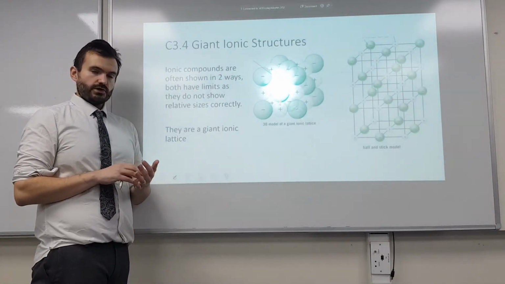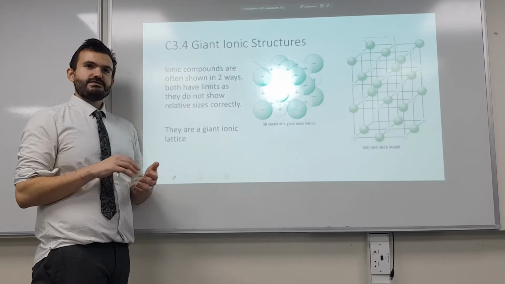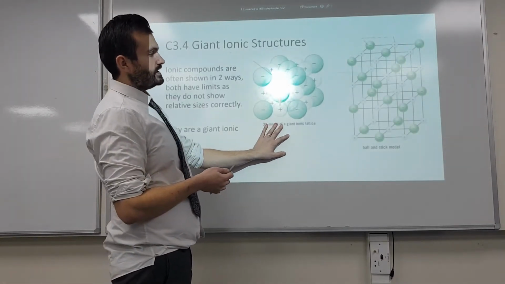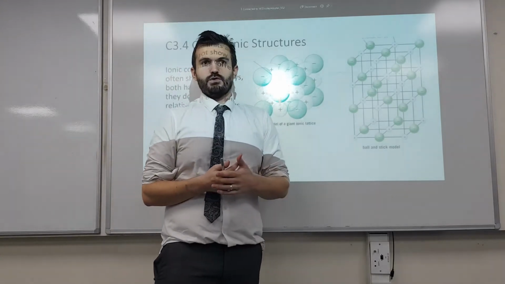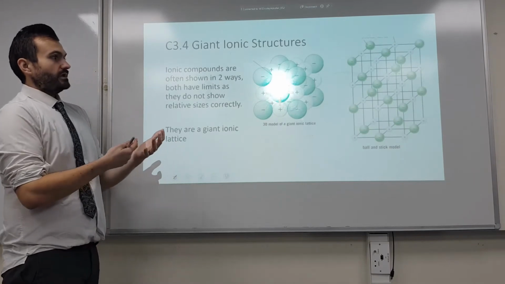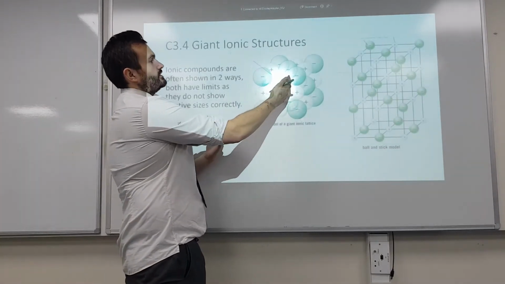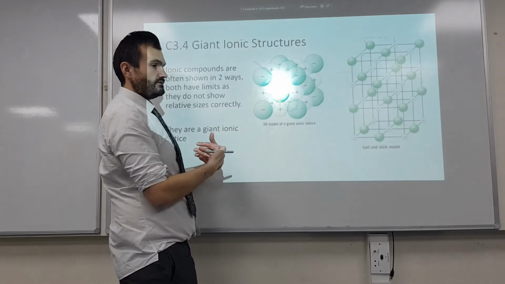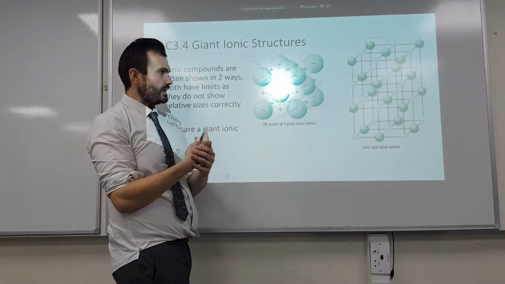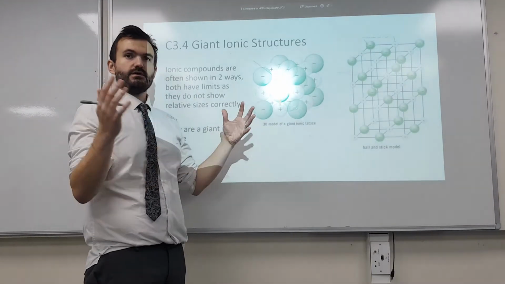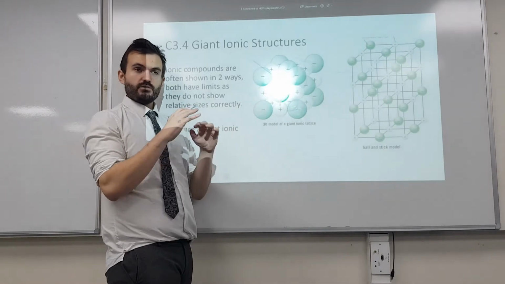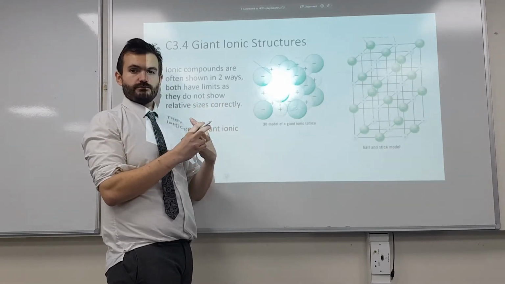So when we've got giant ionic structures, we've got several ways to represent them. We've got the 3D model and the ball and stick model. The 3D model is quite good because it shows you the negative ions are bigger than the positive ions, so a positive ion is always going to be smaller than the negative ion. And it shows you that the electrostatic forces come in many, many directions. These electrostatic forces, which are really strong, will be in nearly every direction.